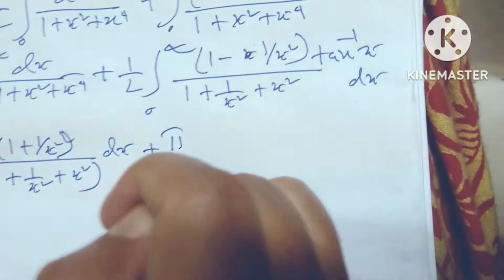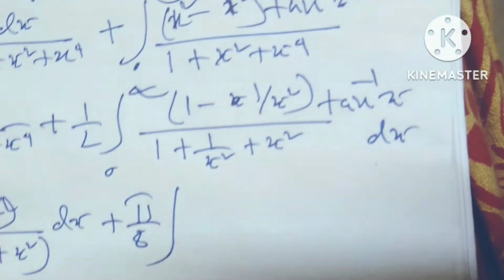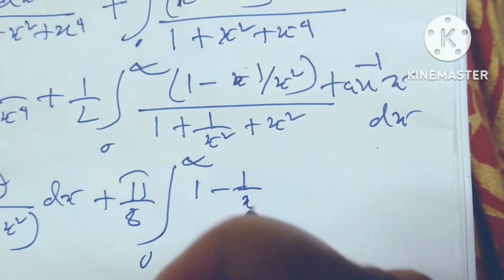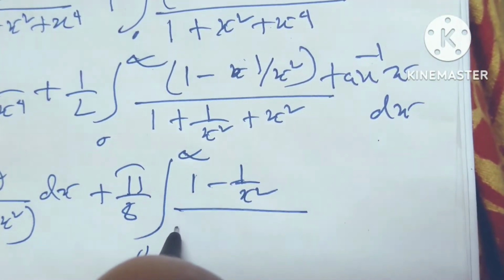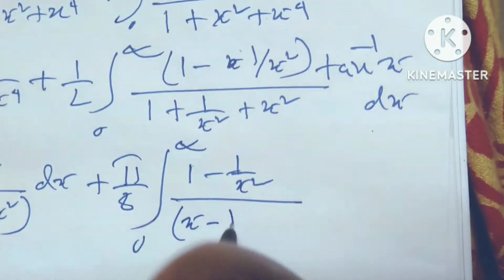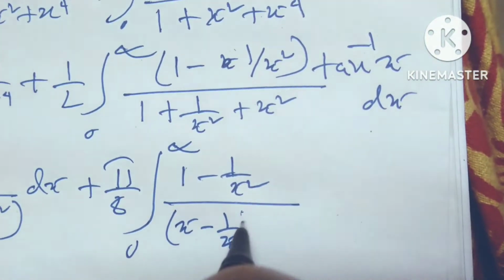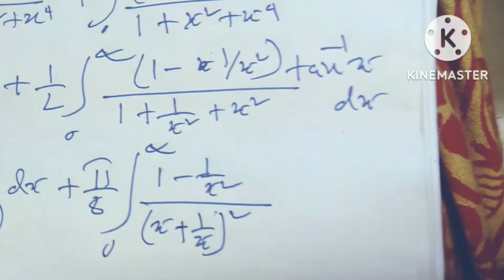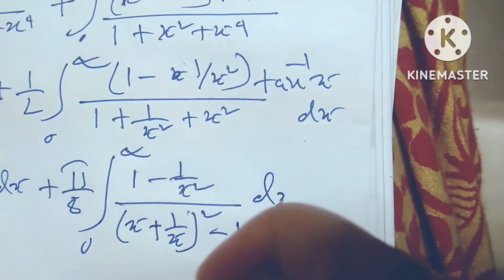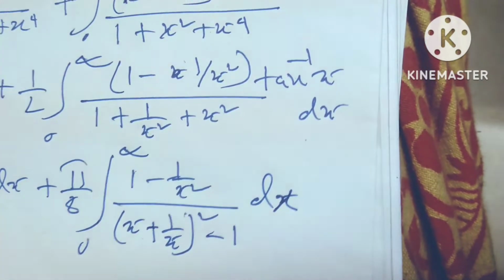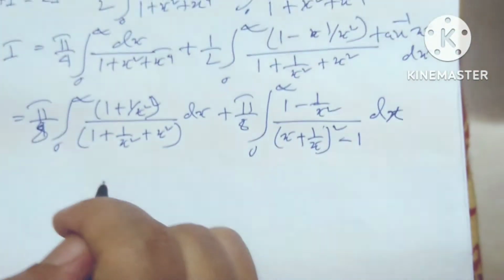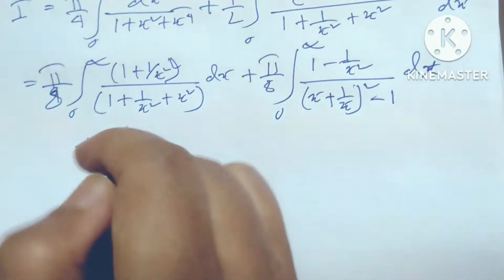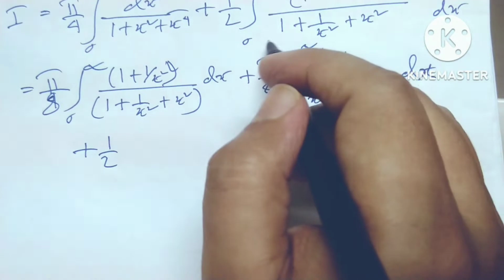plus pi by 8 integral 0 to infinity 1 minus 1 by x square divided by x minus 1 by x, plus 1 by x, whole square minus 1 dx. Now it can be written plus half into integral 0 to infinity this portion.